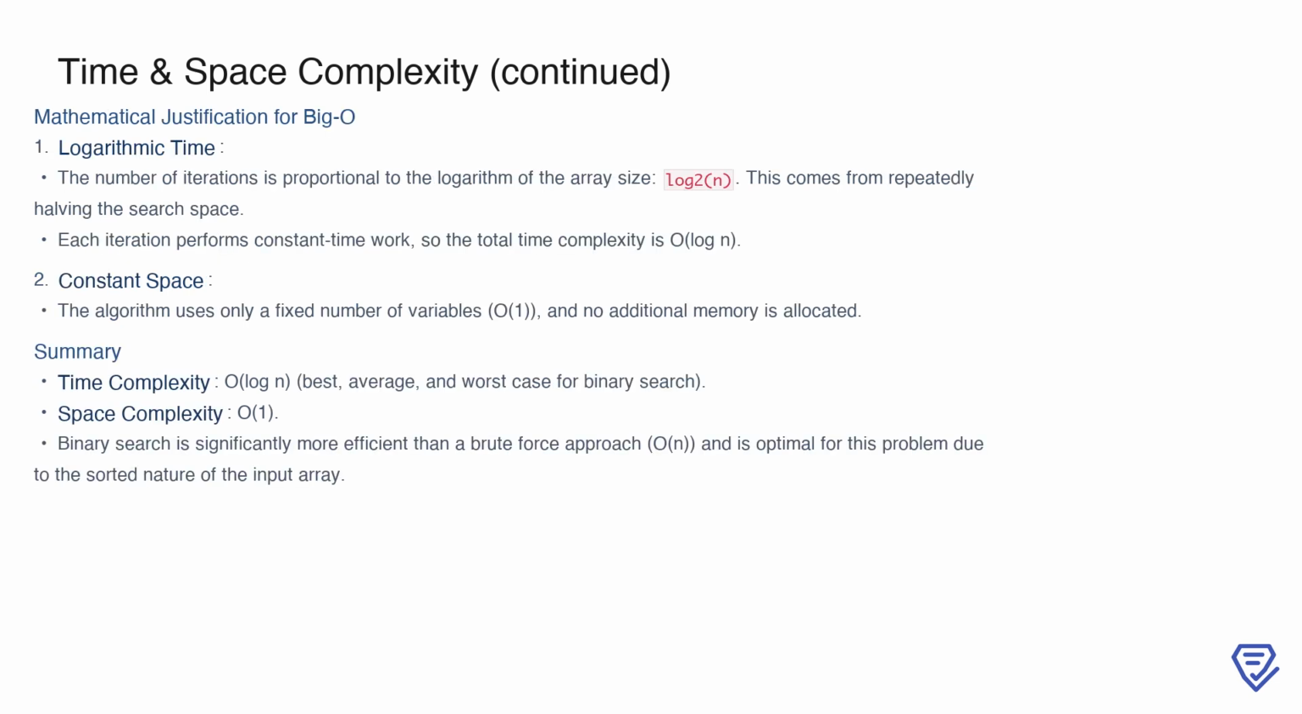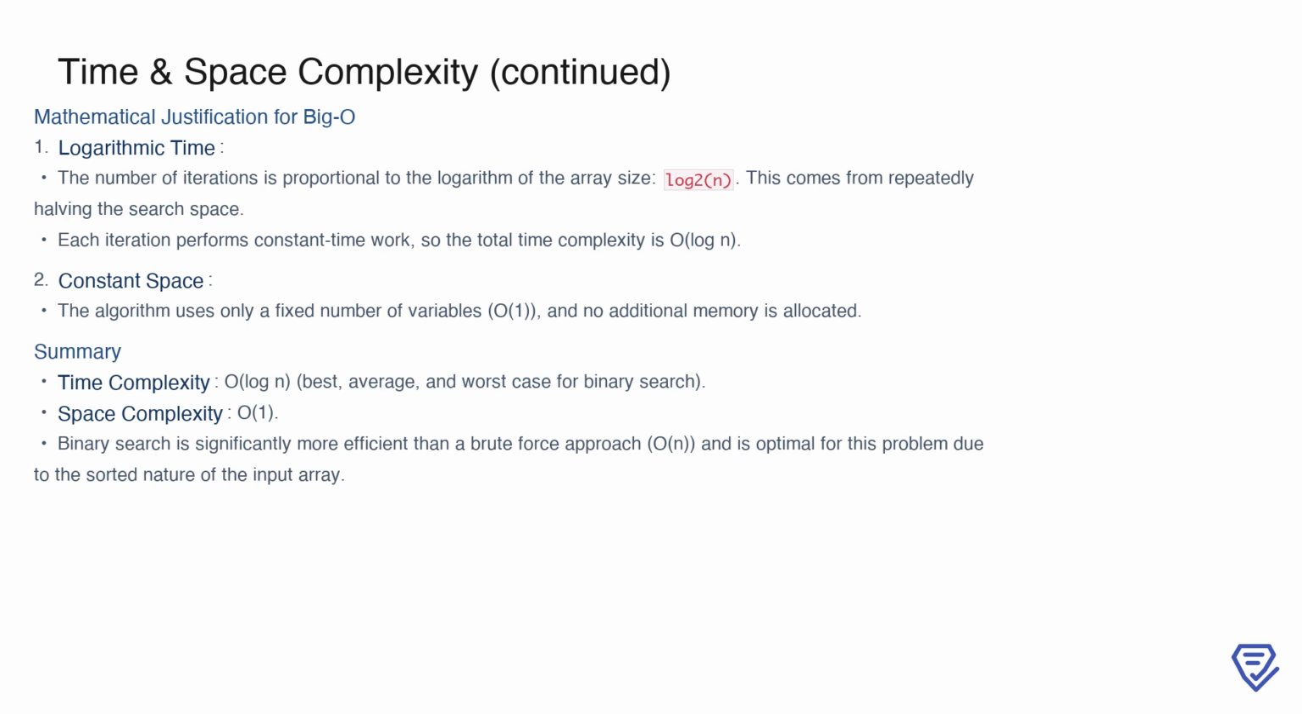The logarithmic time complexity of binary search is mathematically justified by its halving process. At each iteration, the search space is reduced by a factor of 2, leading to a logarithmic relationship with the array size, log2(n). Since each iteration involves only constant time operations, the total time complexity is O(log n).